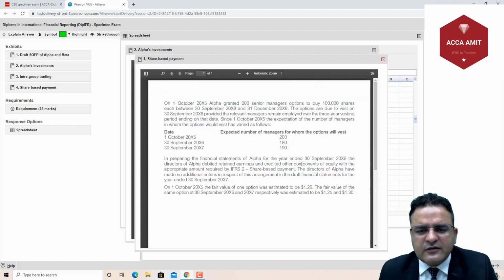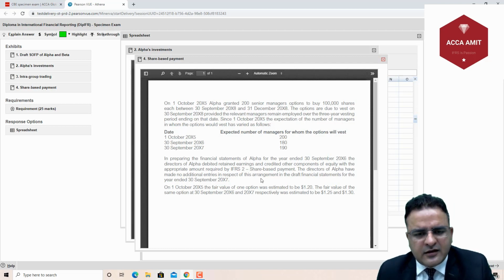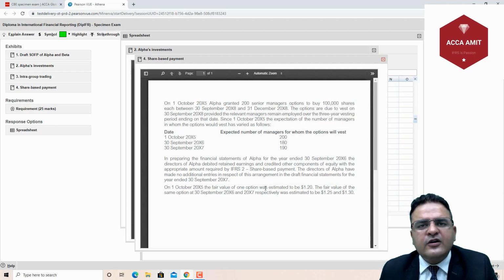In preparing the financial statements of Alpha for the year ended 30th September 2006, the directors of Alpha debited retained earnings and credited other components of equity with the appropriate amount required by IFRS 2 share-based payments. The directors have made no additional entries in respect of this arrangement in the draft financial statements for the year ended 30th September 2007. On 1st October 2005, the fair value of one option was estimated to be 1.20. The fair value of the same option on 30th September 2006 and 2007 are 1.25 and 1.30. In case of share options, we always take the fair value on the date of grant. So we'll leave this 1.20 as the fair value on the date of grant.